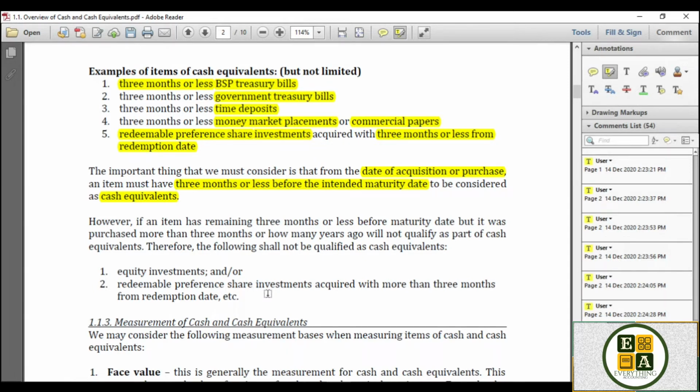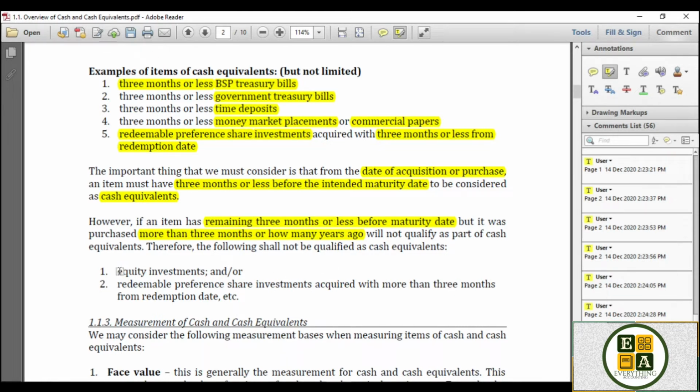merong sinasabi or tinatawag na tricks. Bibigyan kayo ng mga items na may remaining 3 months or less before maturity, but there's a but. Again, sabi ko kanina, dapat acquisition date yung titignan muna, then the maturity. Okay? Pero yung binibigay sa inyo, titignan 3 months or less before maturity, grab agad the opportunity to consider as cash equivalent. Pero pinurchase daw more than 3 months or how many years ago. Kapag ganyan, it will not qualify as cash equivalent. Therefore, pwede siyang i-qualify as other asset or investment.